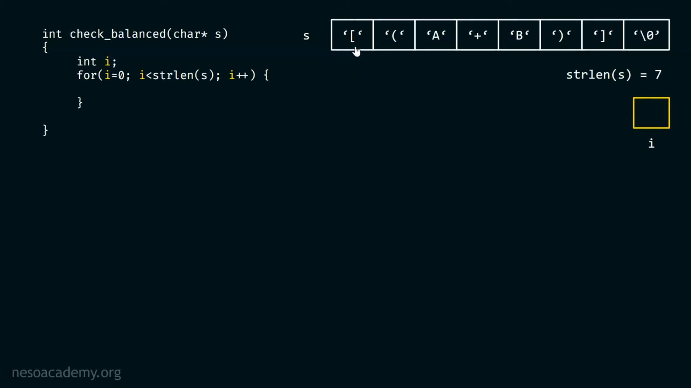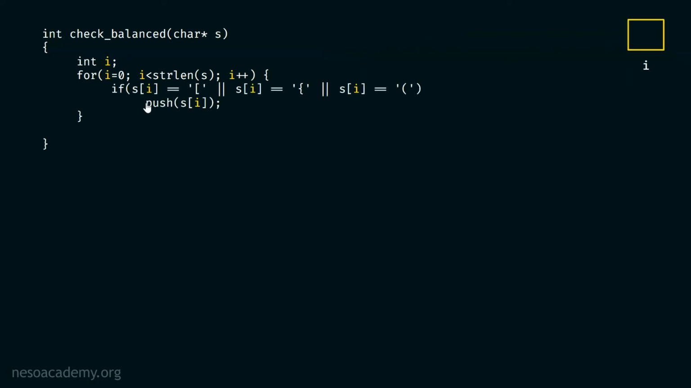After this, we must check this condition. This means that here in this for loop, we need to check this condition. Is it the case that si is equal to left square bracket? Or is it the case that si is equal to left curly bracket? Or is it the case that si is equal to left round bracket? If it is the case, then we must push si. As simple as that. This push function will take care of pushing the element onto the stack.